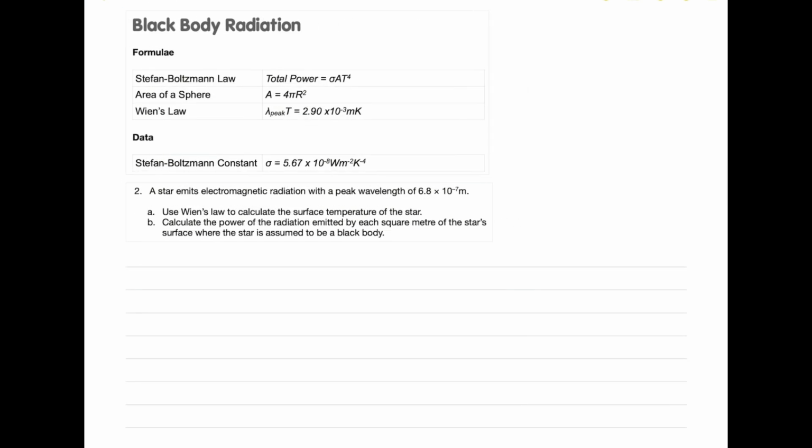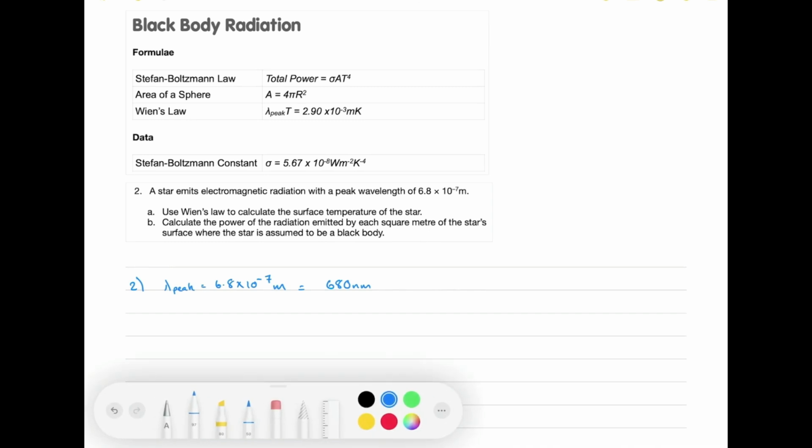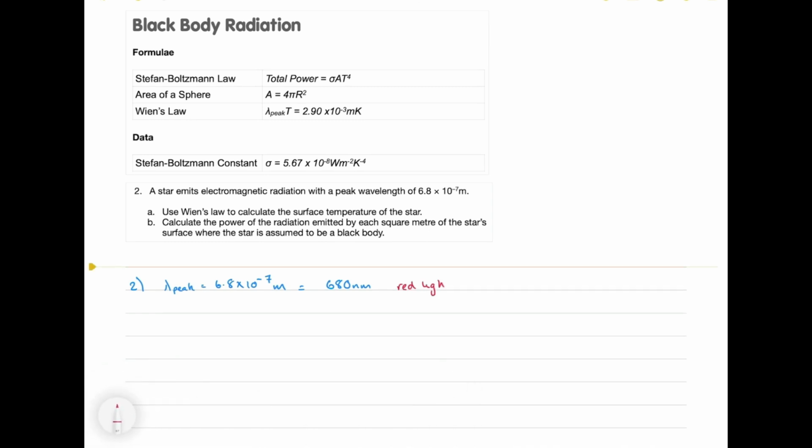Number 2. A star emits electromagnetic radiation with a peak wavelength of 6.8 times 10 to the minus 7 meters. When we're talking about wavelengths of light, I actually always convert it to nanometers because I've got a better sense of where they sit inside the electromagnetic spectrum. Okay, and I know that 680 nanometers is roughly in the red end of the spectrum. That's red light. It's very helpful to know roughly what the wavelengths of each colour of the electromagnetic spectrum is.